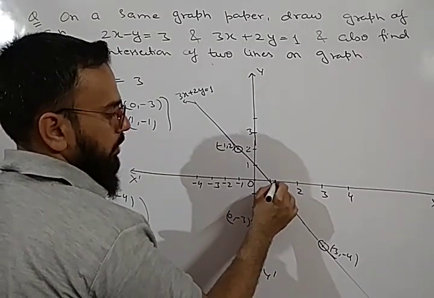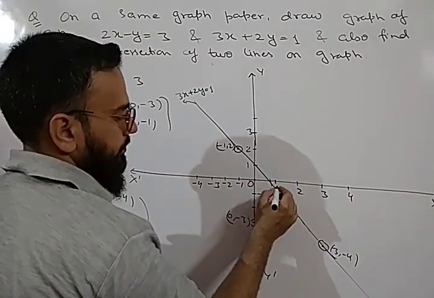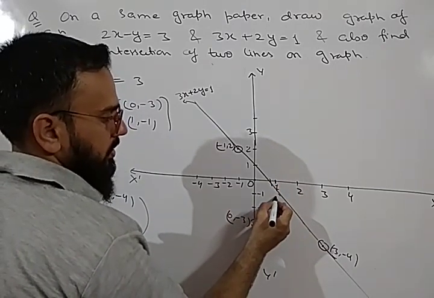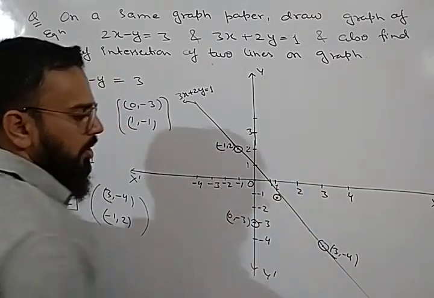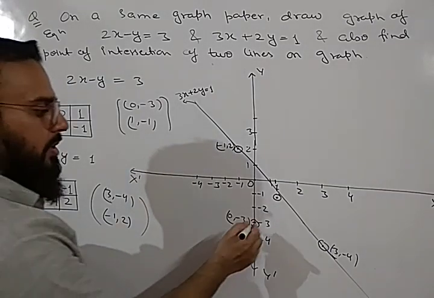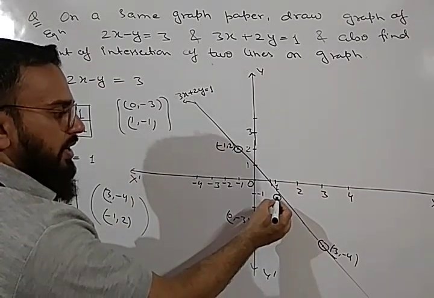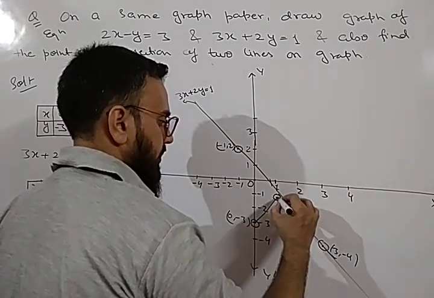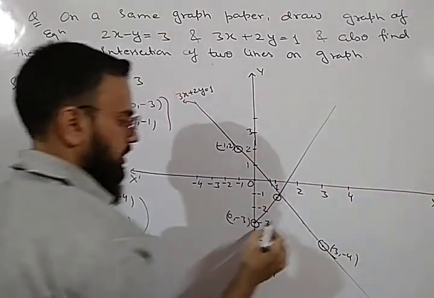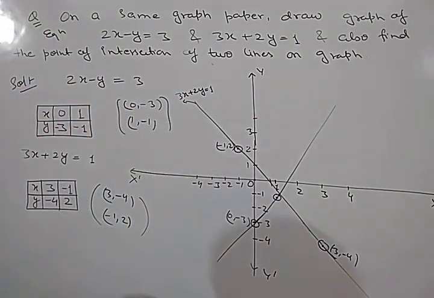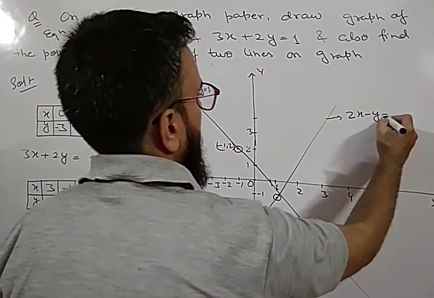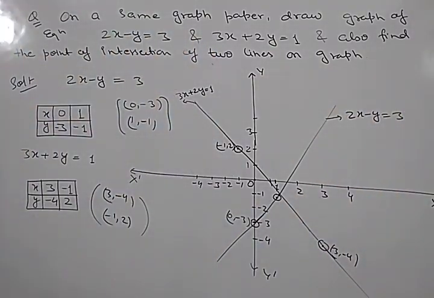So at x equal to 1, y is minus 1. So this will be the second point, 1 comma minus 1. This is 0 comma minus 3, and this is our second point, 1 comma minus 1. Now if we join these 2 points and extend the line on both the sides, this is the graph of the first equation. This is 2x minus y is equal to 3. Now the graph is correct.